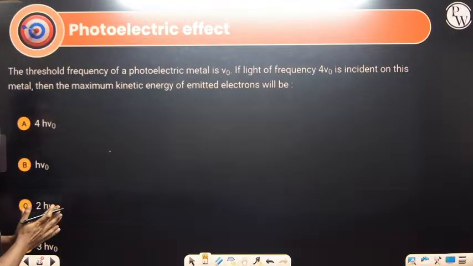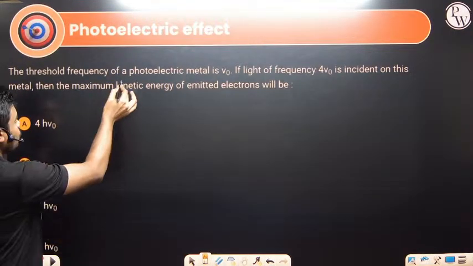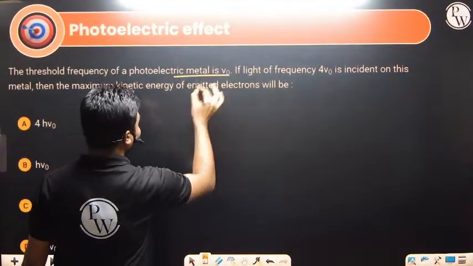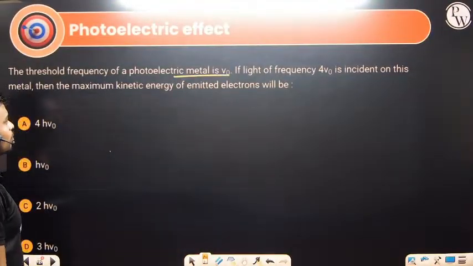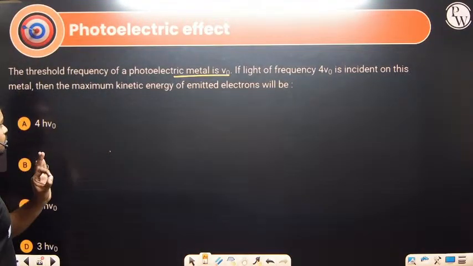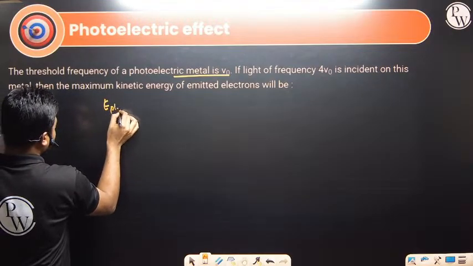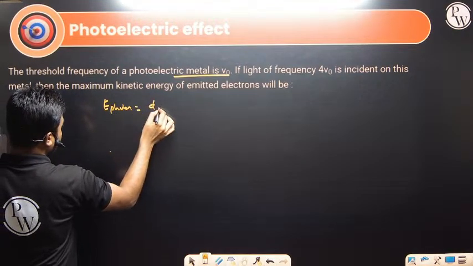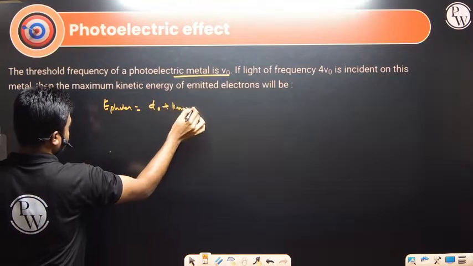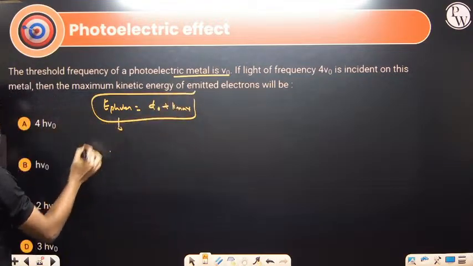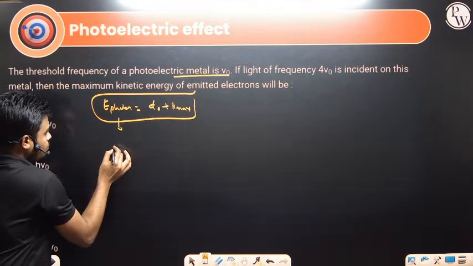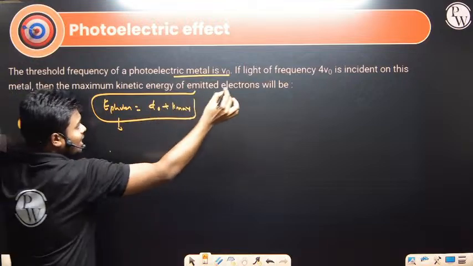Next we have a photoelectric effect threshold frequency question. If the threshold frequency of a photoelectric metal is nu naught, and light of frequency 4 nu naught is incident on this metal, then the maximum kinetic energy of emitted electrons will be how much? So we know the energy of the photon is equal to phi naught plus K max. What is the energy of the photon that we will be writing? How much energy is incident?